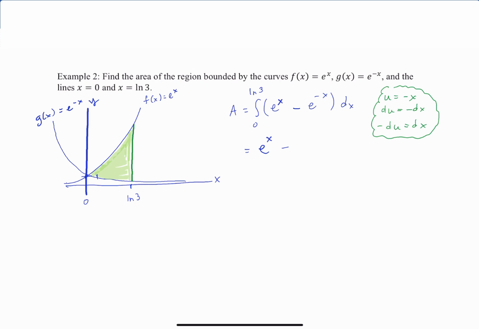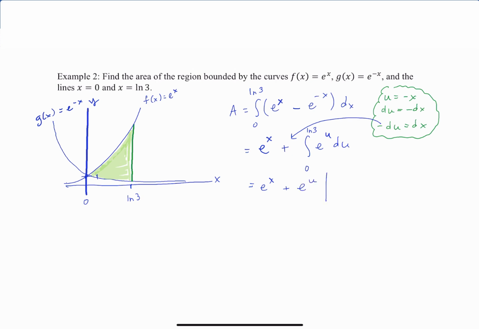Anyway, I'm going to be integrating then e to the u du. And this other minus sign can come out front and just cancel the one that was already out front. And I need to put in that we're going from 0 to ln of 3. Okay, that step looks good now. So antiderivative for e to the u is e to the u.